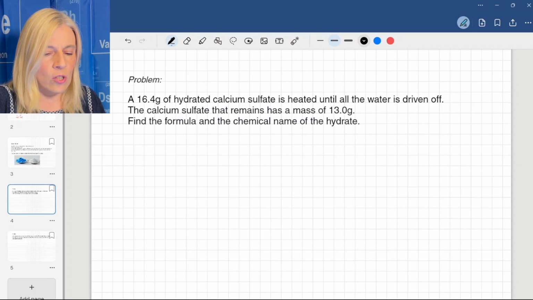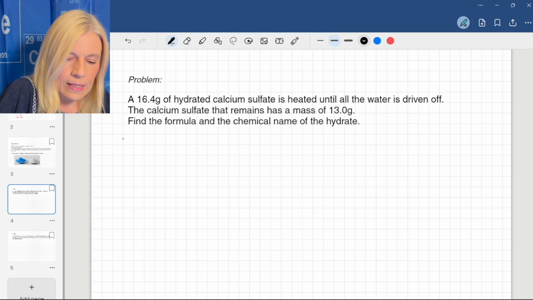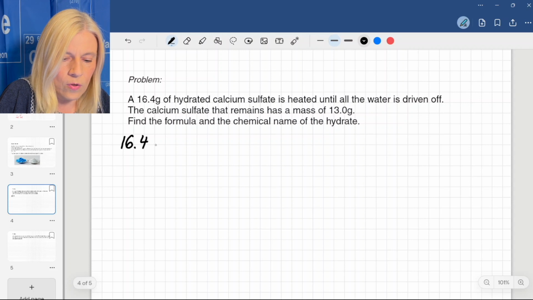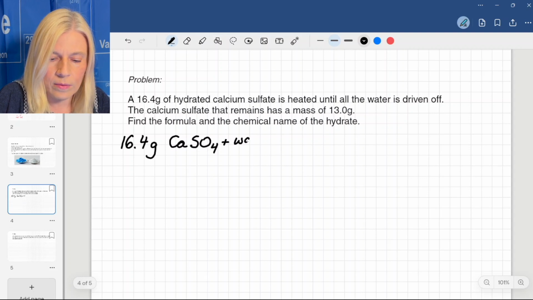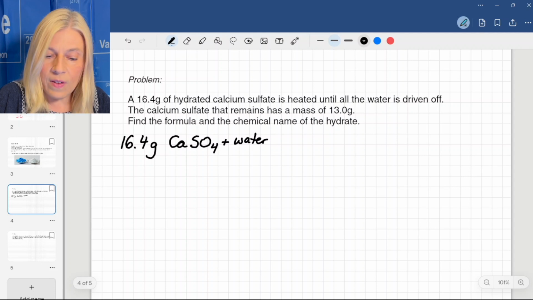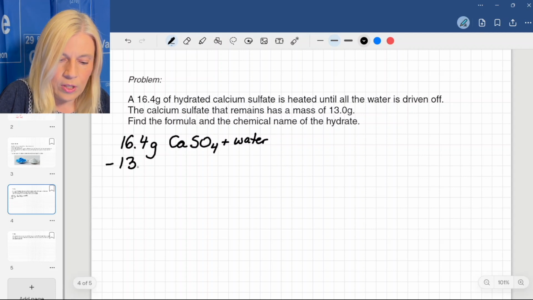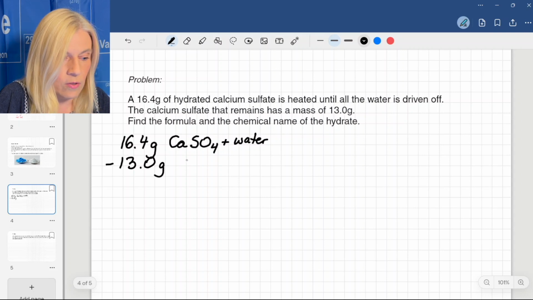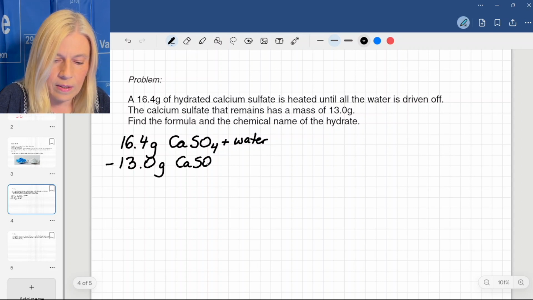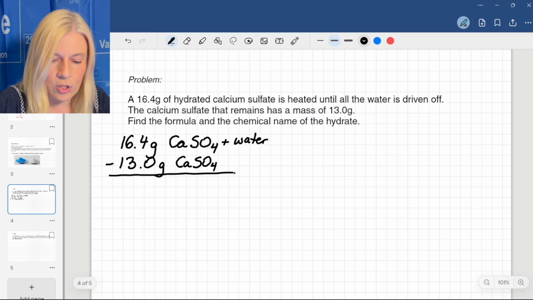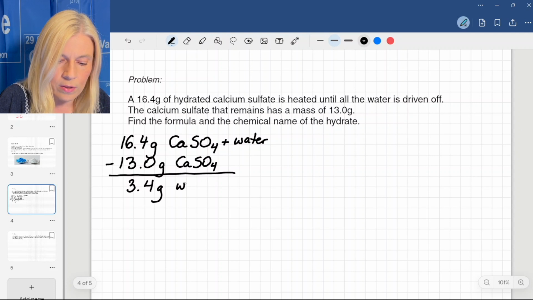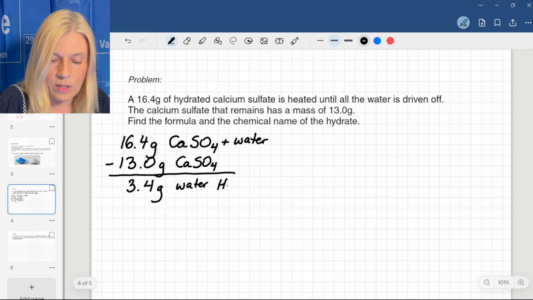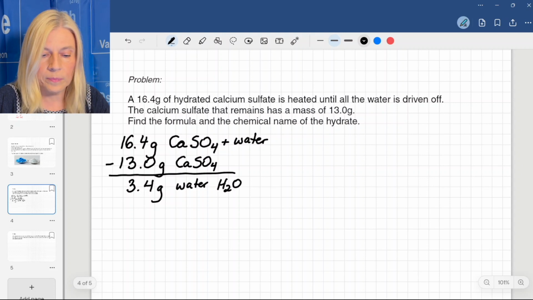Let's start. So remember, the mass is 16.4 grams. What's 16.4 grams? That's my calcium sulfate and water. Yes? And then we're going to subtract 13 grams. What's 13 grams? Well, 13 grams is only calcium sulfate. So if we do this subtraction, we're going to have 3.4 grams of water that was given off. So water, our H2O.